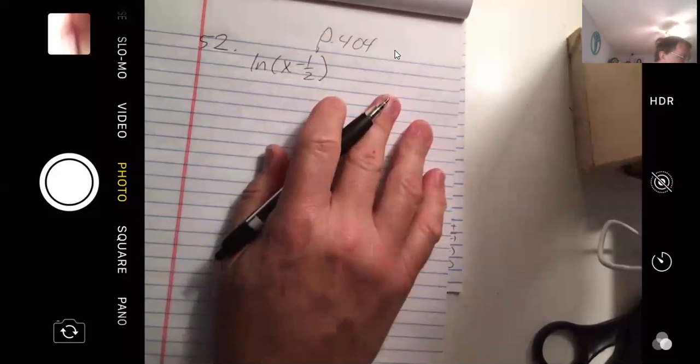Let's see, I believe we did 51 last time. We did the first two. How about 52? Still off page 404. ln of x minus a half, plus ln 2, equals twice ln of x.